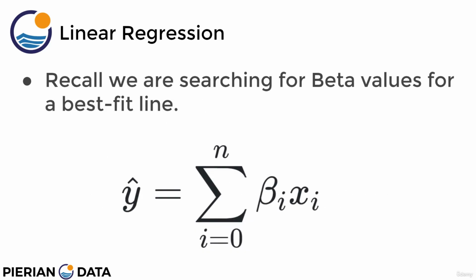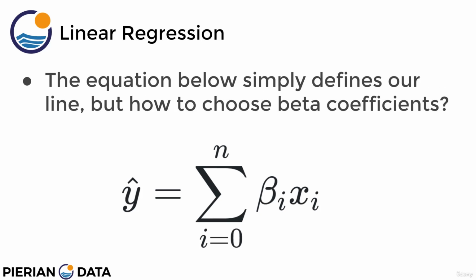I know that my prediction, y hat, is equal to the sum of some beta coefficient multiplied by its related feature. So for every single feature, that is xi, there could be x1, x2, x3, and so on, n number of features, I'm going to have some beta coefficient for each feature that I can simply multiply by the feature, and I get back out my estimated value, y hat. And now the question is, we're searching for these beta values. How do we actually find them? So the equation below defines our line. How do I choose these beta coefficients?